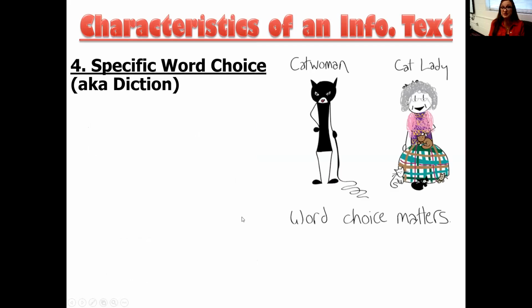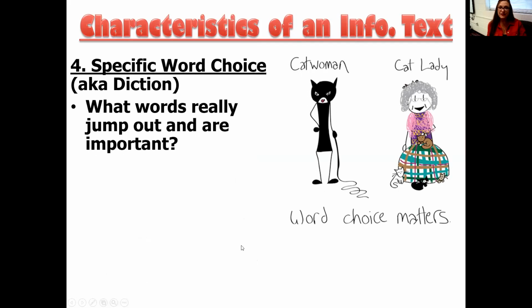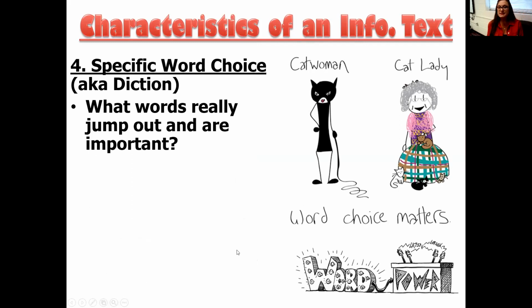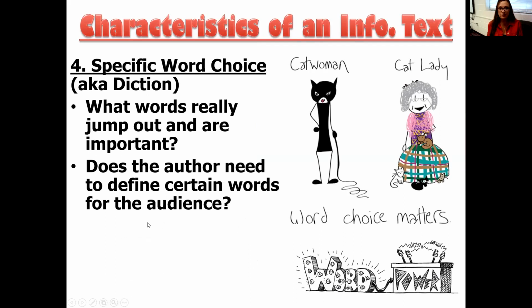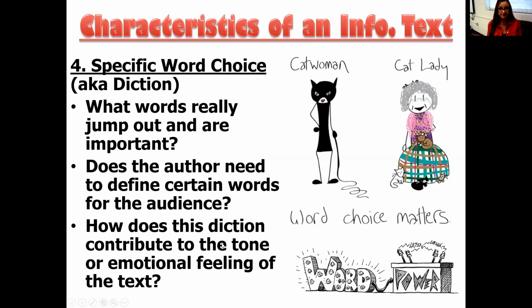Also, under specific word choice, words matter. Word choices do matter. There's a big difference in Catwoman and a cat lady because they think differently. What words really jump out are important. Your word choice matters, and your words, of course, give you power. Does the author need to define certain words for the audience? How does this diction contribute to the tone or the emotional feeling of the text? It'd be very different to be Catwoman or to be a cat lady.